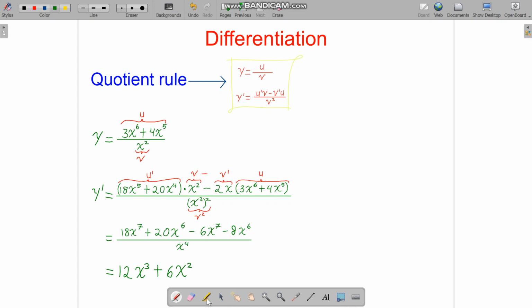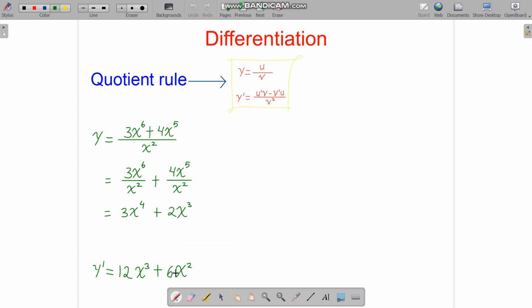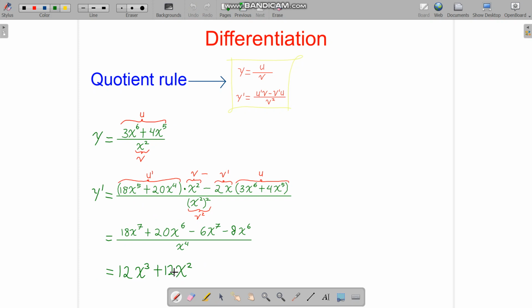And so if we simplify everything, here we have 18x to the power of 7 minus 6x to the power of 7, that is 12x to the power of 7. 12x to the power of 7 divided by x to the power of 4, we get 12x cubed. 20x to the power of 6 minus 8x to the power of 6, we get 12x to the power of 6. And 12 minus 8 is 4, so 4x squared, which is different than this. It's supposed to be 6x squared if we use the usual method. Oh, wait a minute. I mean, this is 6. And therefore, this is 12. Whoops. So, yeah, we get the same result. That's it. I'll see you again next time.